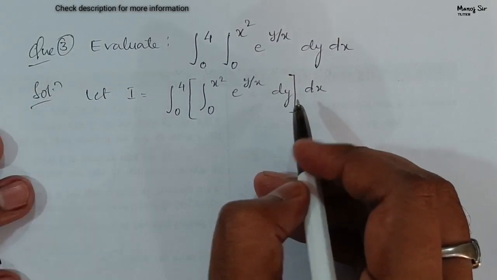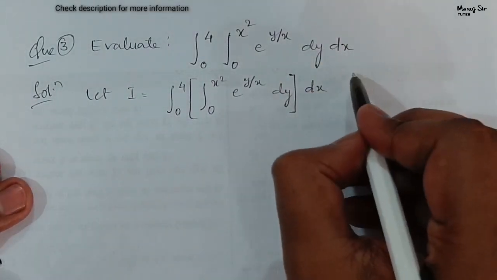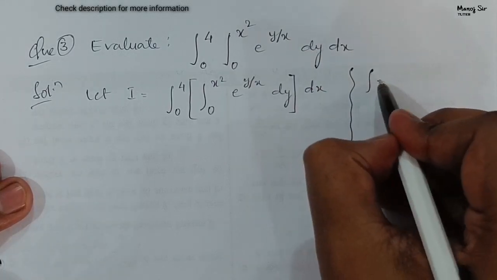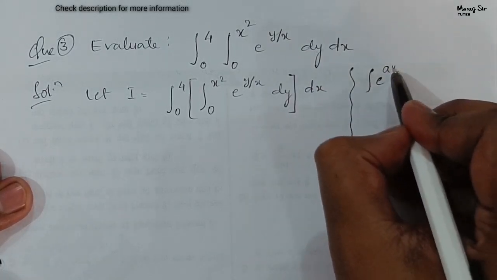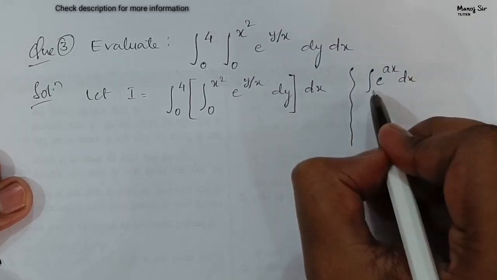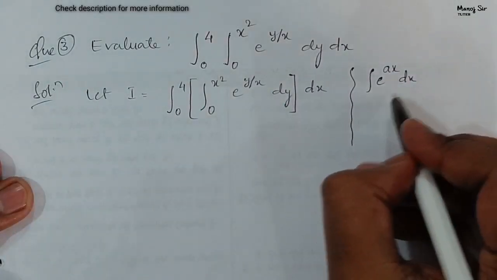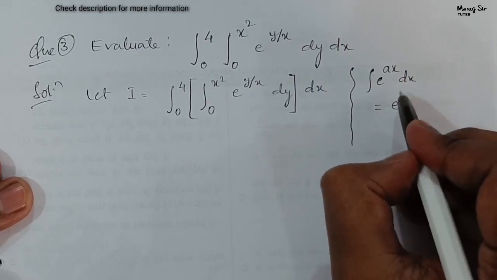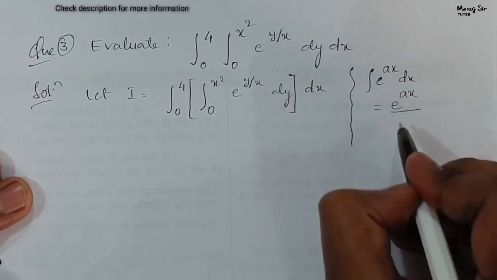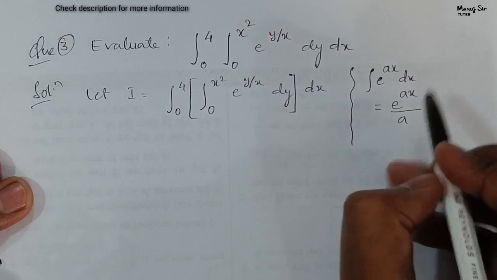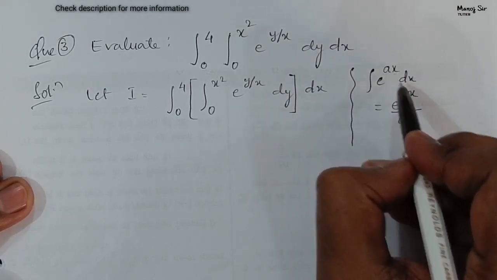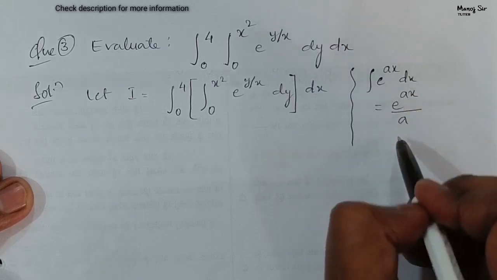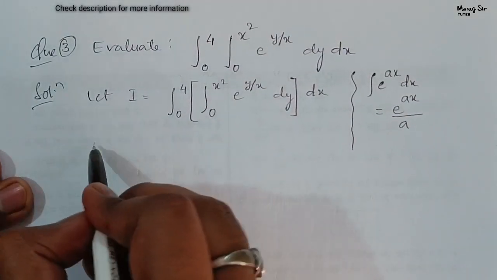Here we are going to apply one formula of integration, that you must know: integration of e to the power ax dx is equal to e to the power ax upon a. That is, integration of e to the power ax dx equals e to the power ax upon the coefficient of x, that is a.